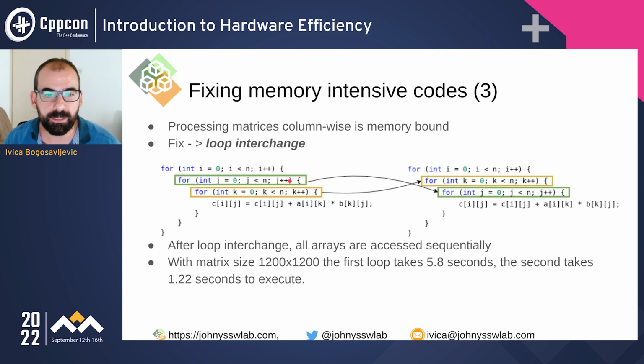Now, what happens if we interchange the loop over k, this one, and the loop over j? We have written that here.